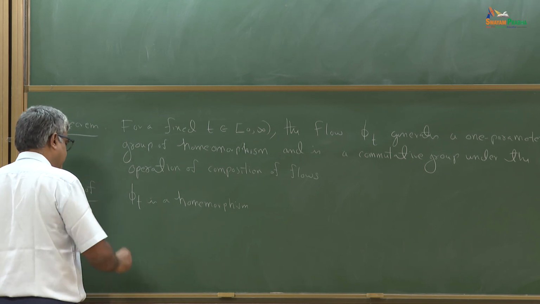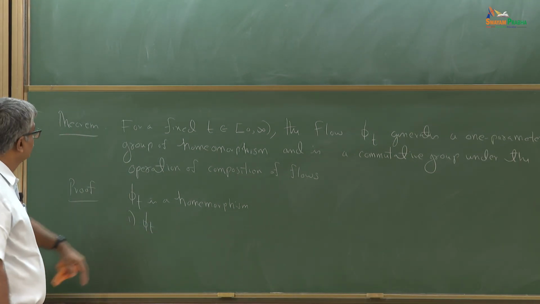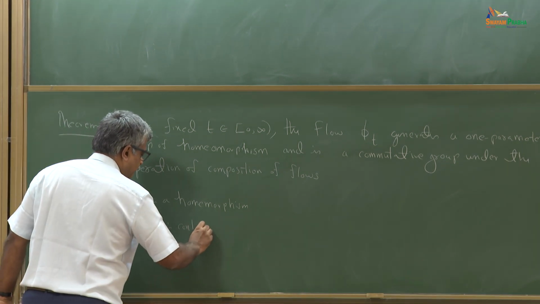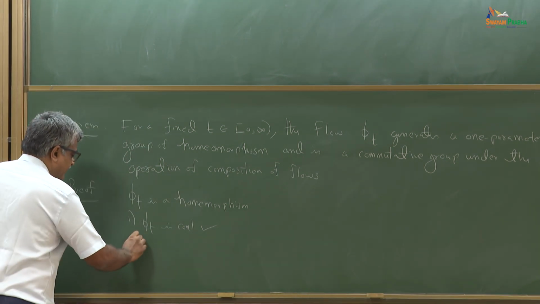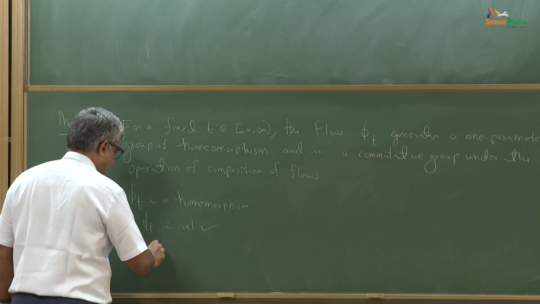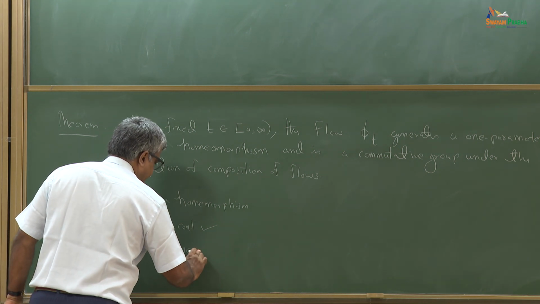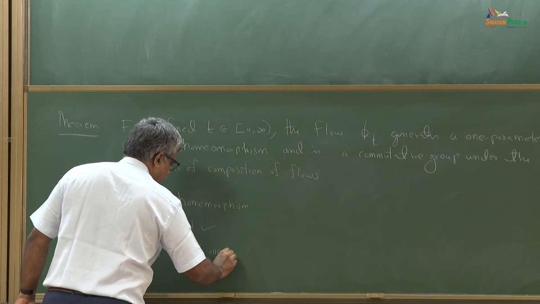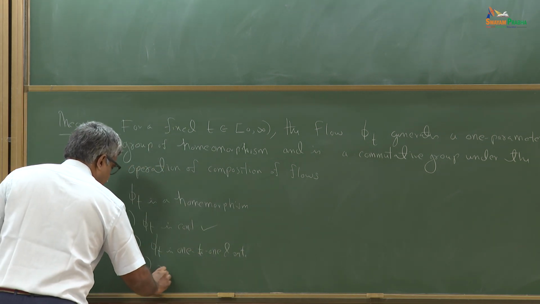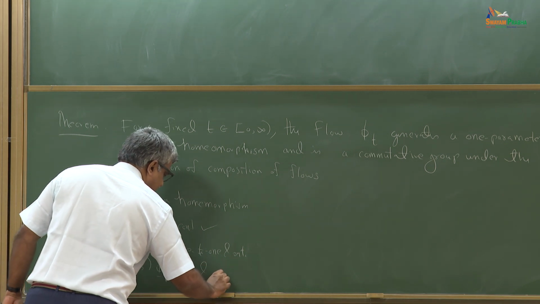To show that, you need to show that phi t is continuous, which is already true because it's axiom 1 of the flow. So this is done. Second, we need to show that it is a bijection, so phi t is 1 to 1 and onto, which I will show. Then you have to show that the inverse exists and is continuous.